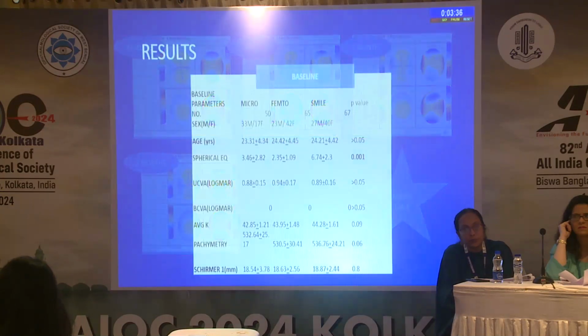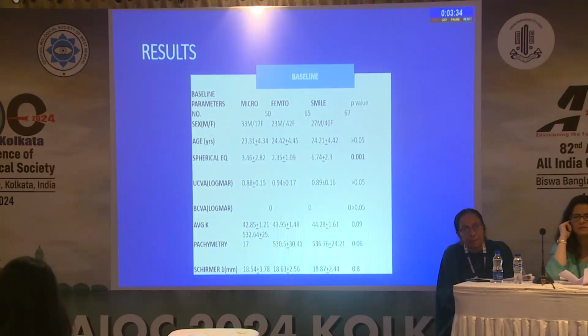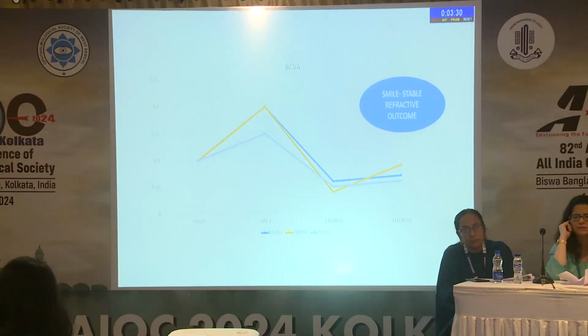Up to 3 months, the baseline parameters were all non-significant except for the spherical equivalent, which was significant. The change in BCVA was non-significant in all the cases, and SMILE, which is shown with the gray graph, shows a stable refractive outcome.